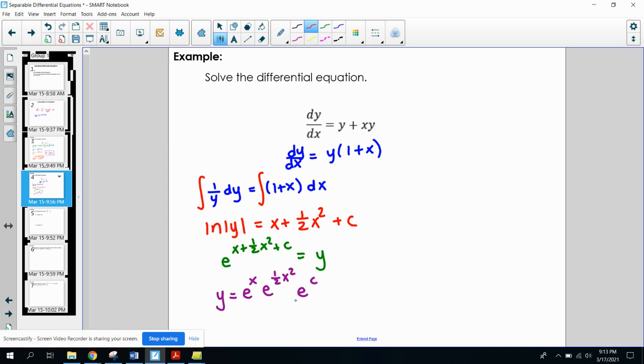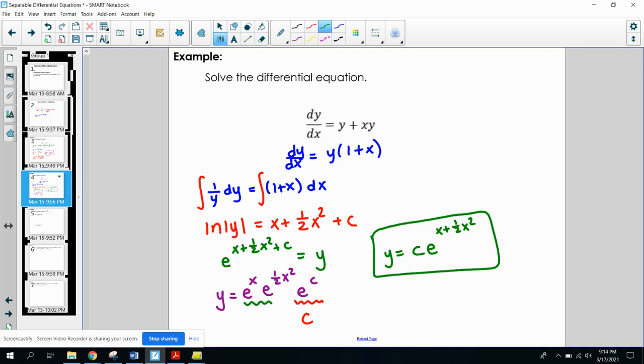The reason that I'm doing this is to get the c out of the exponent. So e to the c, if I raise e to a constant, it's going to be some constant because e is a constant. So I'm raising a constant to a constant, so I get some constant number. So that is just going to be c. I'm going to call that c. So to simplify my answer, I'm going to put the c in the front, and then I'm going to take these two e's and multiply them together again. So I'm going to get e to the x plus 1 half x squared. And then this would be my answer.